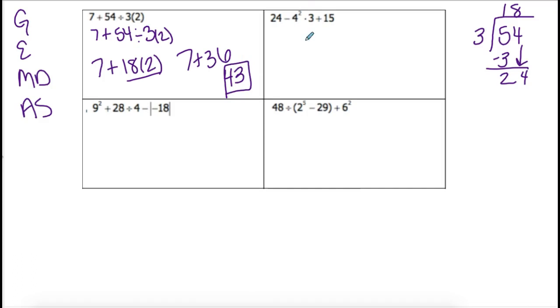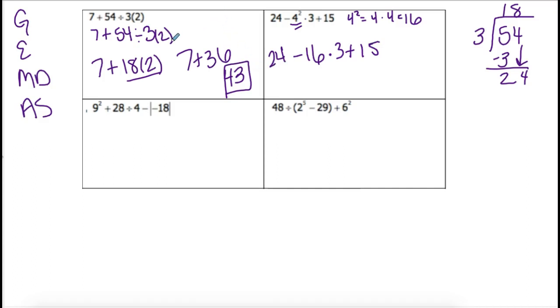The next one in this box right here to the right, I notice I don't have any grouping, but I do have an exponent. That's a squared. So 4 squared means 4 times 4, which is 16. So 24 minus 16 times 3 plus 15.